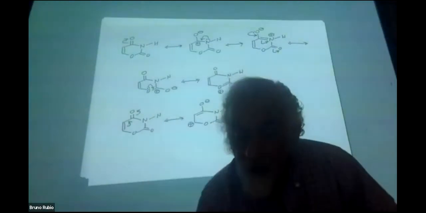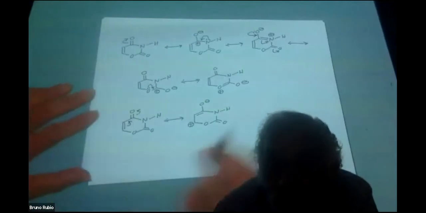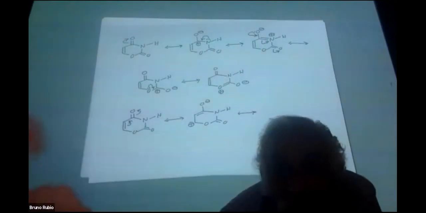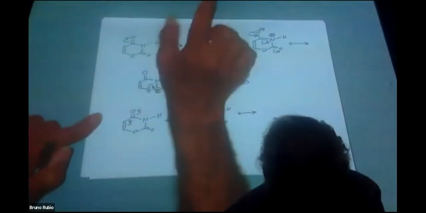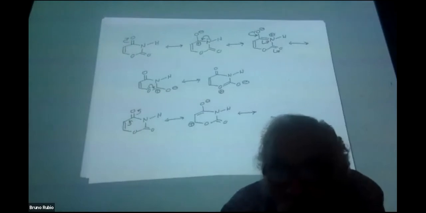1, 2, 3, 4, 5. Okay, so there I see 5 resonance structures. Can we come up with another one? What am I going to do? Any suggestions? So what am I doing?